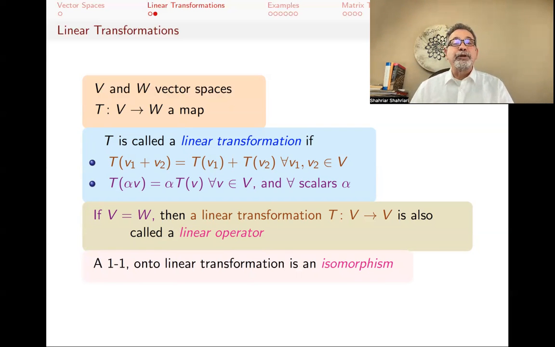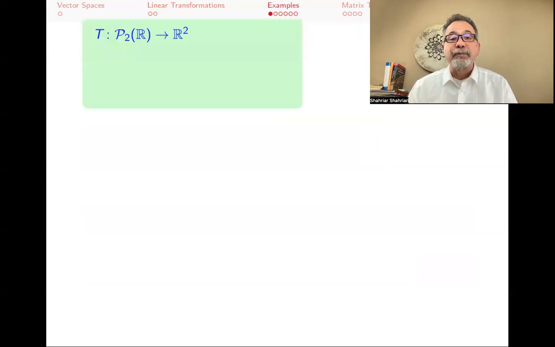If you have a linear transformation that also happens to be one-to-one and onto, a linear transformation doesn't have to be one-to-one and onto, but if it is, then it's called an isomorphism. And in that case, we want to think about two vector spaces that have an isomorphism between them as the same in linear algebra. But that's actually, again, the subject of other videos. So let me give you an example.